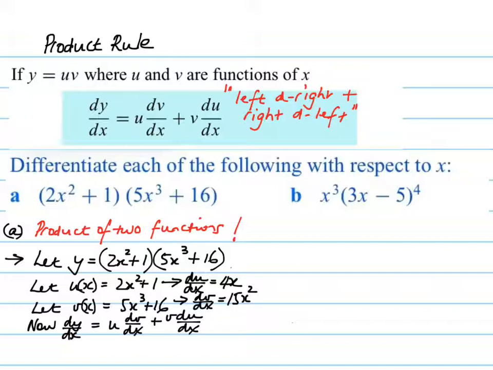Okay, so now we're just going to plug and play, as they say. So there's u is 2x squared plus 1, times dv/dx, which is 15x squared, plus v being 5x cubed plus 16 times du/dx, which was 4x. Yes, everything looks good to me. Now, the question is, do we leave it like that? Do we trudge on through the four-wheel drive mud? Or what do we do?